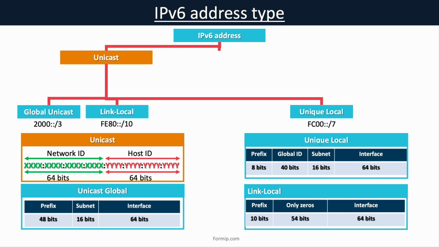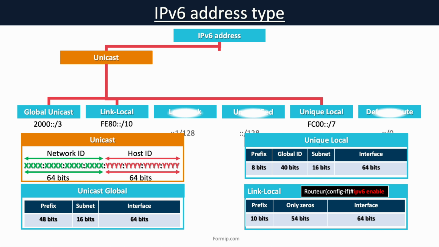The advantage of these addresses is that they set up automatically. For example, if you have two routers connected together, for them to communicate with each other, you just have to type the command ipv6 enable directly on the interfaces of the link between the routers. And we also have loopback addresses, default routes, and an unspecified address range.